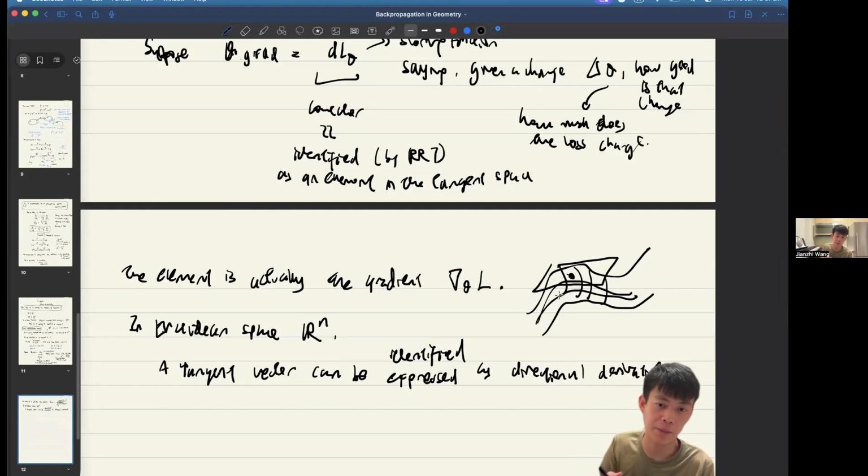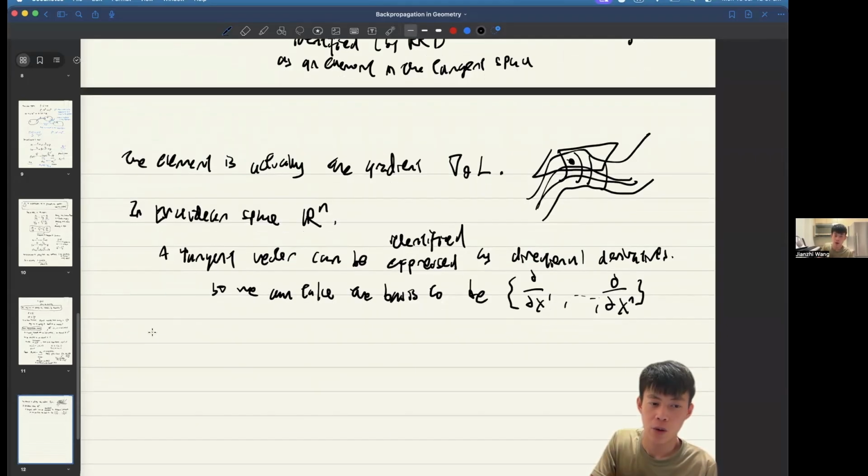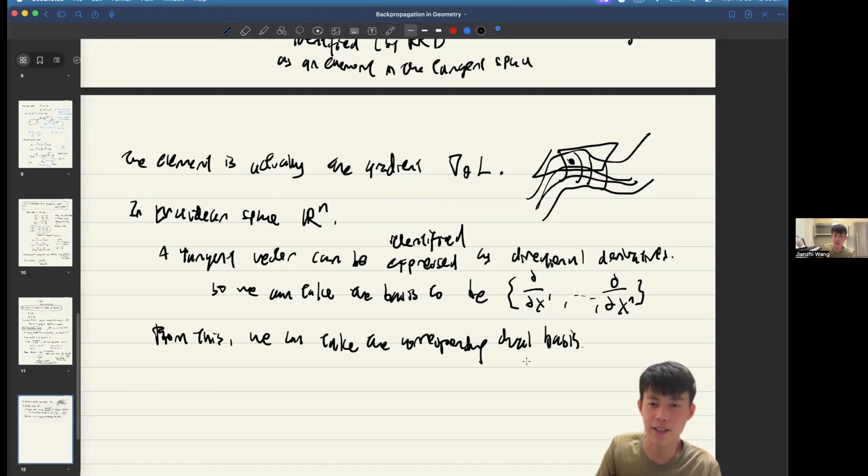Basically, what we want is a basis for the tangent space. We can take the basis to be symbolically the partial derivatives with respect to some set of coordinates, right? Partial x1 to partial xn. From this, we can take the dual basis. The dual basis is a basis for the cotangent space.